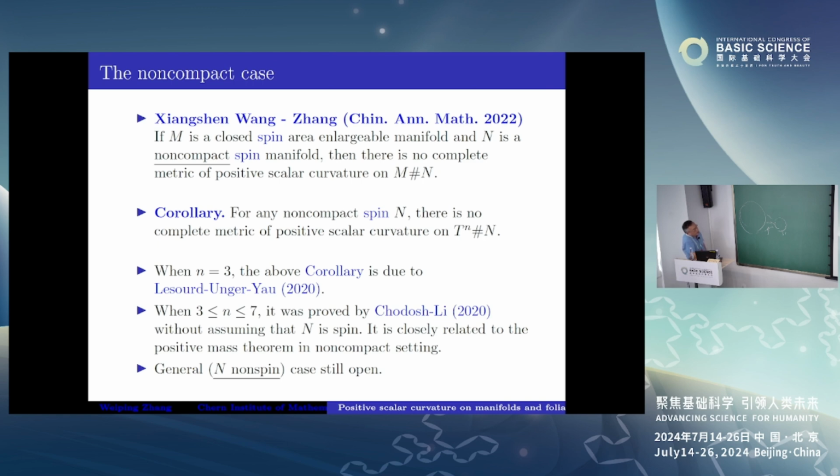Indeed, such a result has some recent interest because when n equals 3, this corollary is due to Gromov, Lesourd, Unger, and Yau, a recent result. And when the dimension is between 3 and 7, it was also proved by Chodosh and Chao Li in a recent paper without assuming N is spin. They use the mu-bubble and minimal hypersurface method, which works for any manifold.